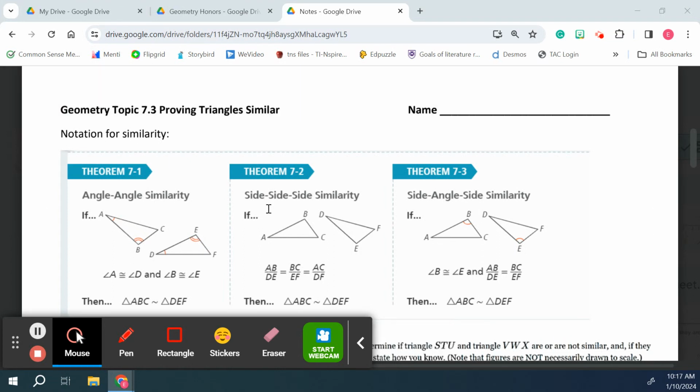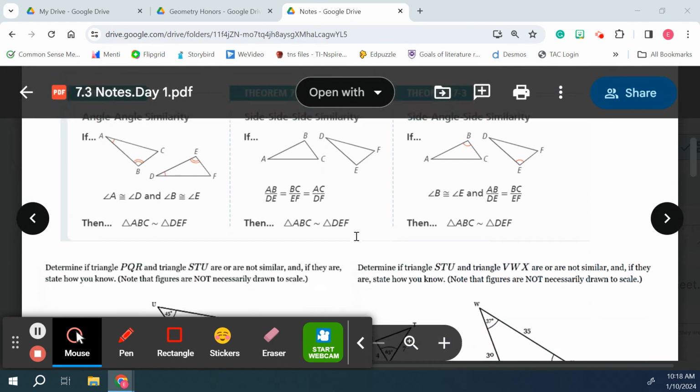As long as the ratios work and they are the same, then these two triangles will also be similar. Then there's side-angle-side similarity, and it does follow the same criteria as side-angle-side with congruency. You're going to have a side, a corresponding angle, and another side. Those two sides need to have the same ratio, while the angles are in fact congruent. So that just briefly explains that.